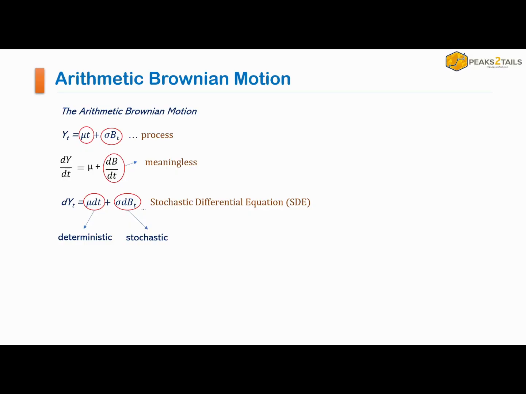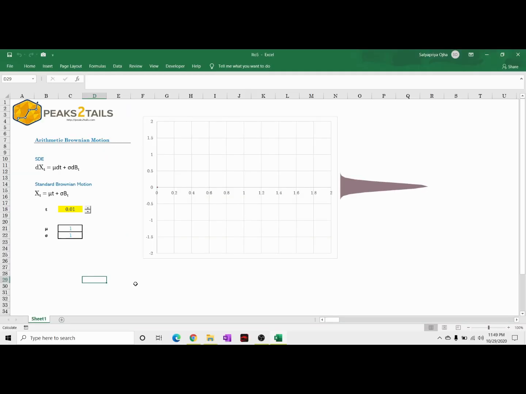So let's look at an Excel animation for this arithmetic Brownian motion process. Now this is arithmetic Brownian motion. So we have two parameters, mu and sigma. With mu we control the drift, with sigma we control the volatility. So right now it should be upward drifting. You can see the red path, which is the trend.